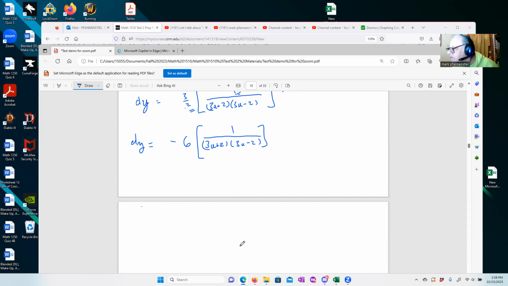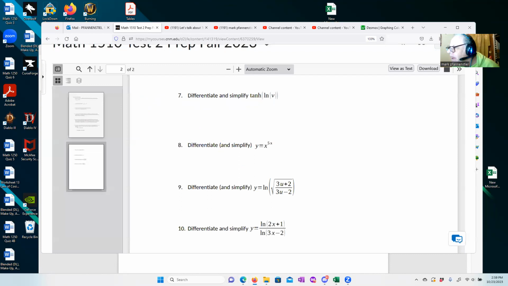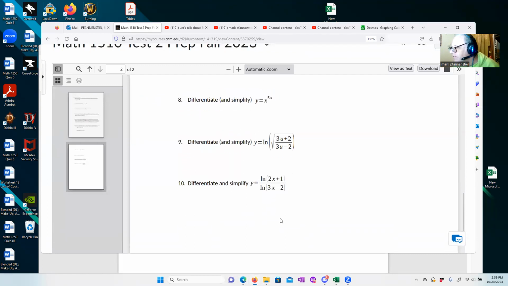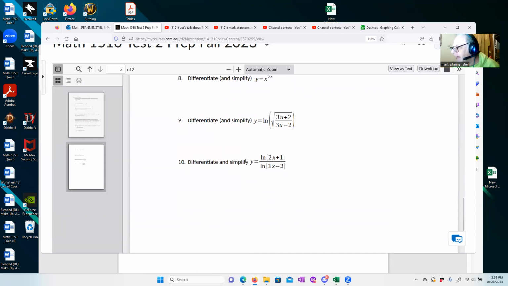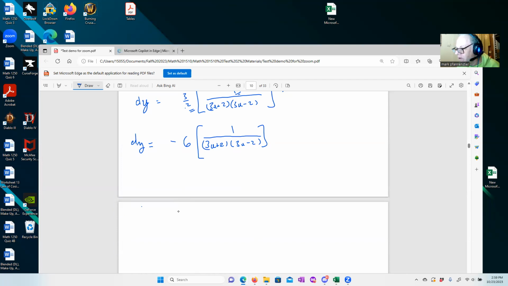The next problem looks like number 10, differentiate and simplify. So instead of the natural log of a quotient, we have the quotient of natural logs. Okay, so we have y equals ln of 2x plus 1 divided by the natural log of 3x minus 2.